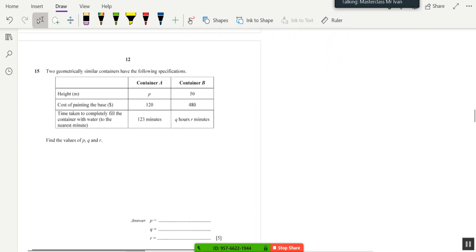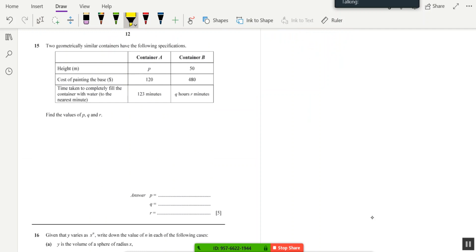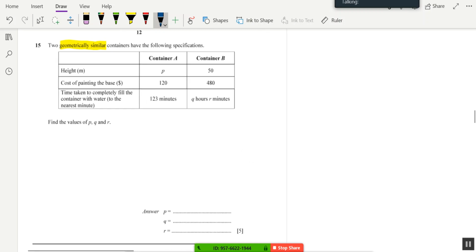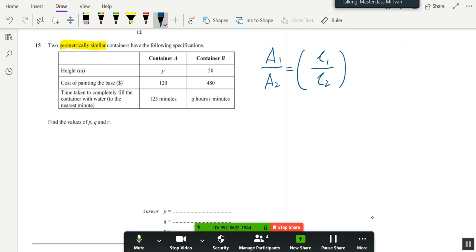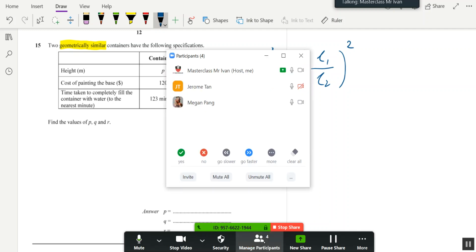Next, geometrically similar. Megan, when you see geometrically similar, what two concepts must come to your mind? Similarity and congruence. Close. I give you the first one. A1 over A2 is equals to? L1 over L2 what? Square. Yes.